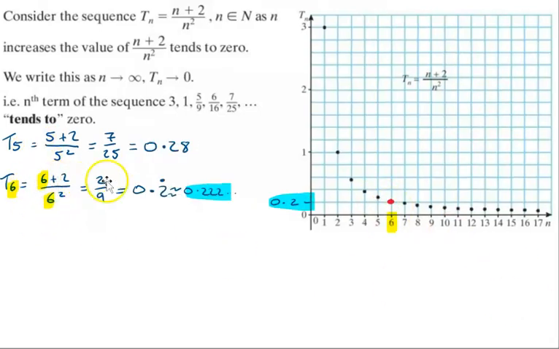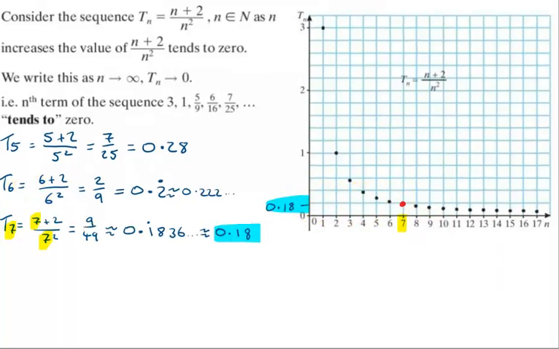For T6, we get 0.222, which rounds off to 0.2. So subbing in 6 into our nth term, we get an output of 0.2. So that's where that red dot comes from. Then for T7, term 7, we get 0.18 approximately. So subbing in 7 into our formula, we get an output of 0.18. So that's where that red dot comes from.